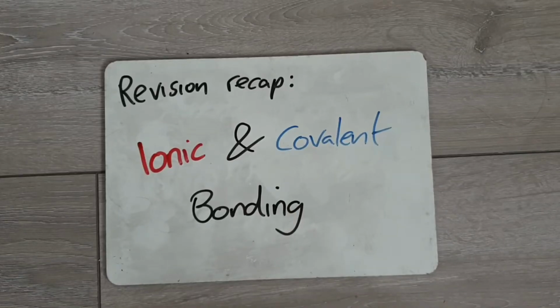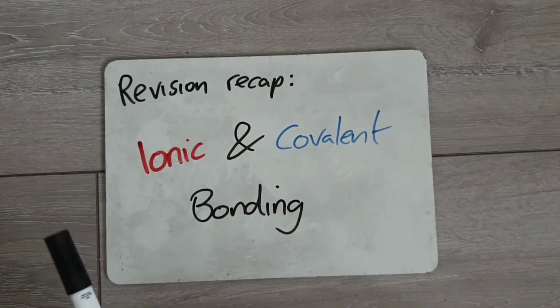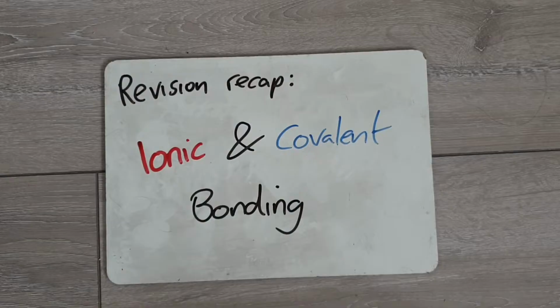Okay folks, welcome to today's video. It's a quick revision recap on ionic and covalent bonding. It's not going to be an in-depth look. We're not going to go into the properties, whether they conduct electricity, the melting points and boiling points, or structures. It's just going to be a light touch revision video on what they actually are and what the electrons actually do for these bondings.